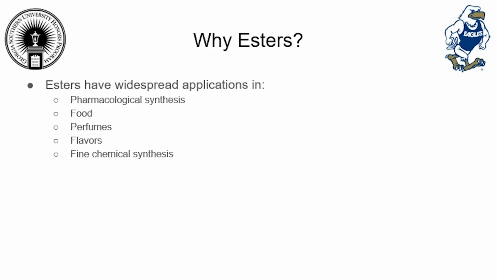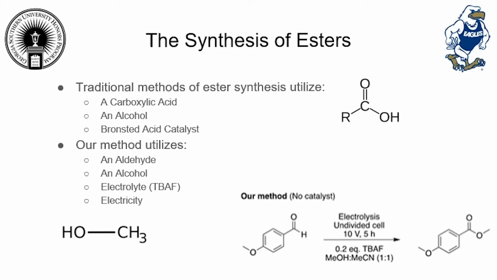So the traditional method of ester synthesis is called the Fischer esterification method, and it utilizes a carboxylic acid, an alcohol, and a Brønsted acid catalyst. Our method, however, utilizes an alcohol, an aldehyde instead of that carboxylic acid, an electrolyte called tetrabutylammonium fluoride, or we just call it TBAF, and electricity. Another method that utilizes electricity also uses a ruthenium catalyst. Our method, however, is better because it is a catalyst-free reaction.